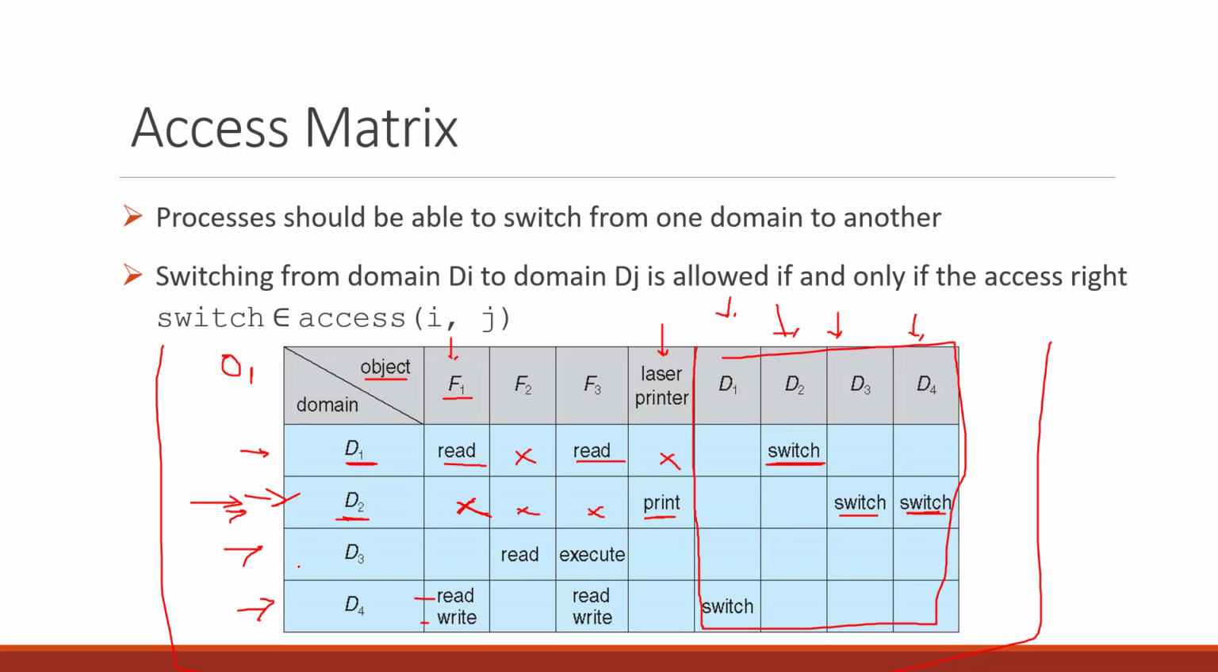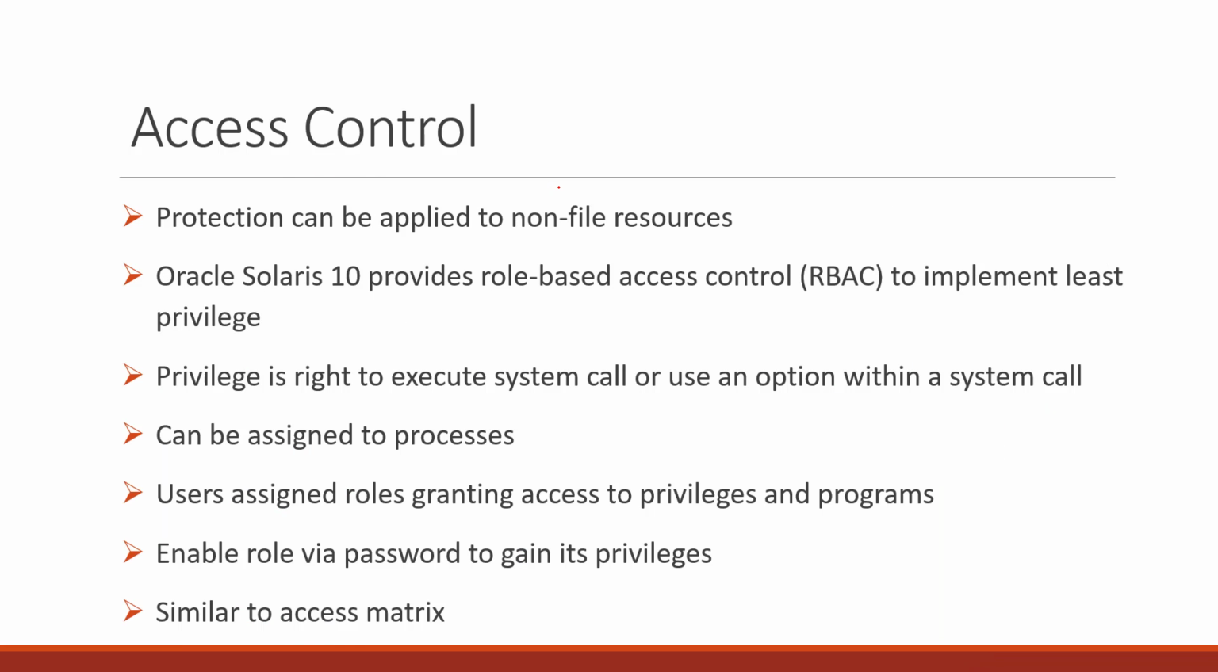Now if an object is in domain 3, for example, it cannot switch to anything, right? Which means that it will have no access to file 1 ever, it will have no access to the printer ever, but it has read access to file 2 and execute access to file 3, but it cannot have access to other things. Similarly, as I just told you, if something is in a different domain and wants to access a different file, then it can switch between domains to access that file, right? So this is called the access matrix.